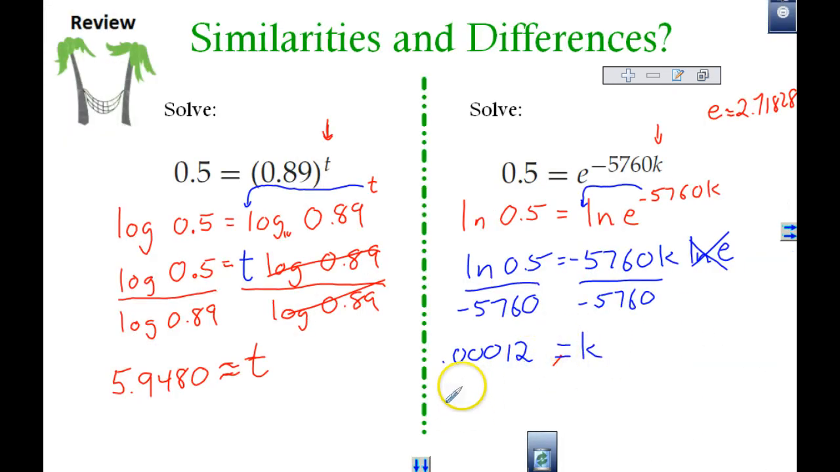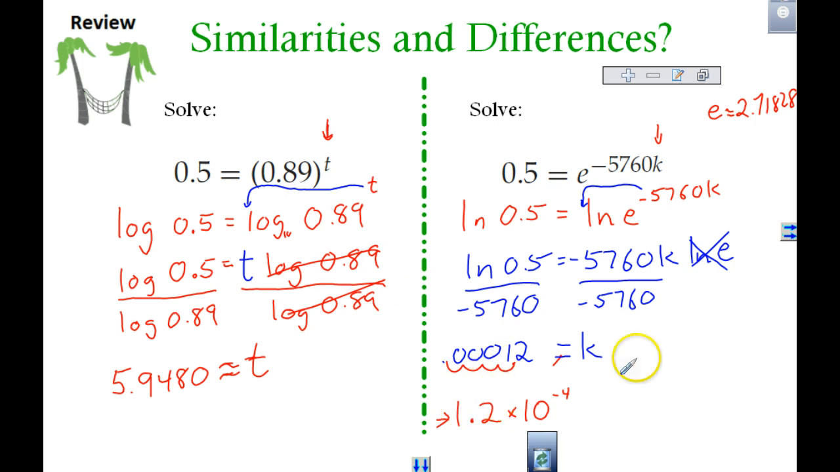Some of your calculators might put this in scientific notation. So that would be 1, 2, 3, 4, so 1.2 times 10 to the negative 4. Negative because it's a small number. Any number less than 1 has a negative exponent. If this was a really big number, it would be a positive exponent. So your calculator might say that. It means the same thing.